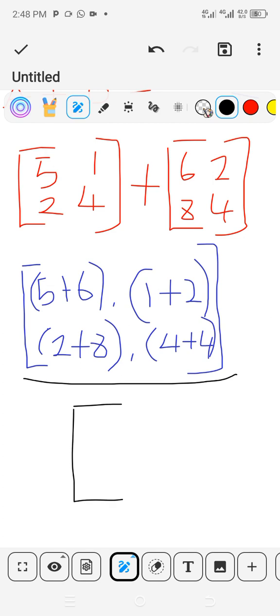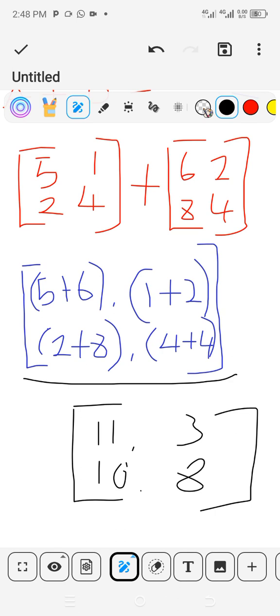This will give us 5 plus 6 will give us 11. 1 plus 2 will give us 3. And we come to the next row. We have 2 plus 8 will give us 10. Plus 4 plus 4 will give us 8. So we have completed the addition of this matrix A and B.